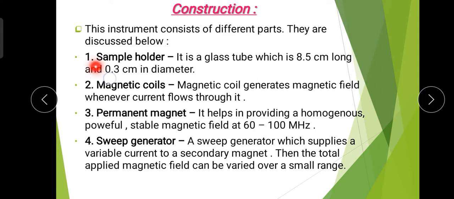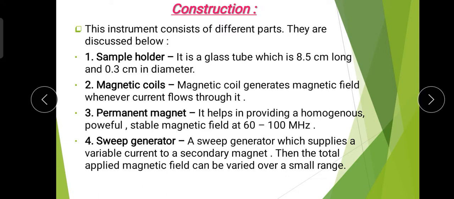The first one is the sample holder. It is a glass tube which is 8.5 centimeter long and 0.3 centimeter in diameter. That means the sample holder is made of glass, and it has a diameter of about 0.3 centimeter and a length of about 8.5 centimeter. The sample holder is the glass tube in which we place the sample in the presence of an external magnetic field, and this field is applied by the electromagnets, that is a permanent magnet.